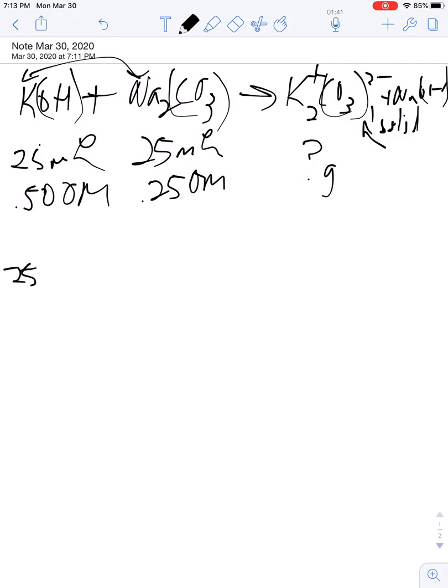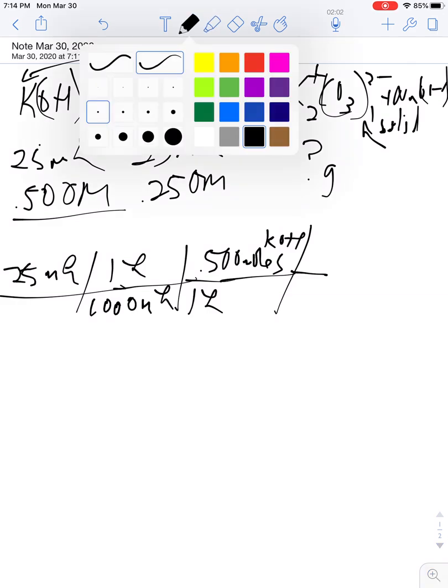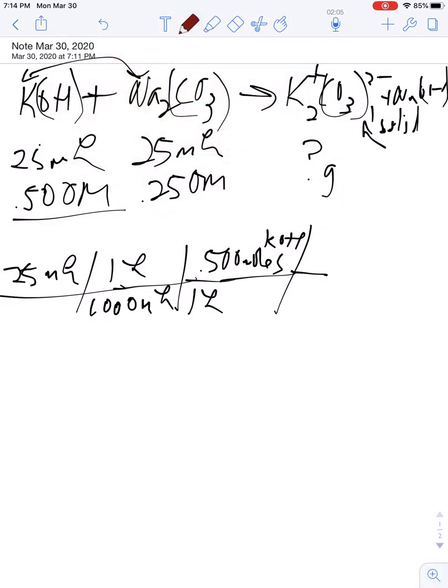So 25 mils, convert it to liters, and then I use my molarity to convert to moles. Now, that's moles of potassium hydroxide. The next step is to use the mole ratio. The mole ratio is the ratio of the reactants to the products. So for every two of these, I'm going to produce one of those. Okay? So for every 2 moles of potassium hydroxide, I will produce 1 mole of potassium carbonate.